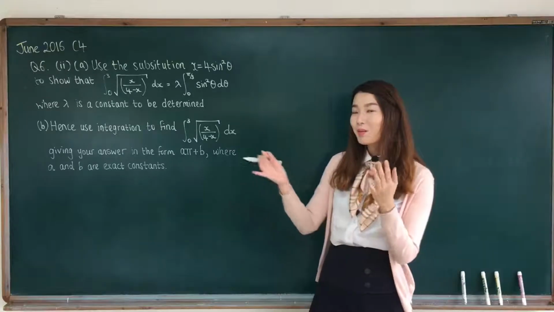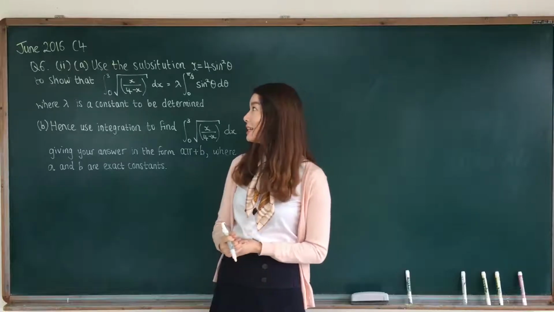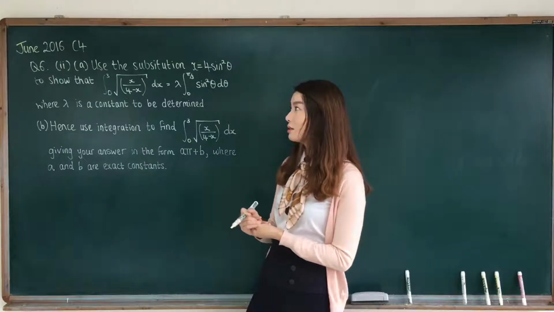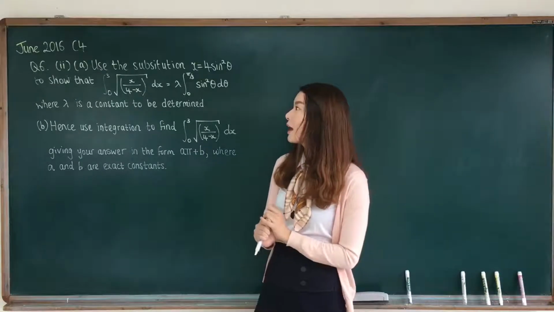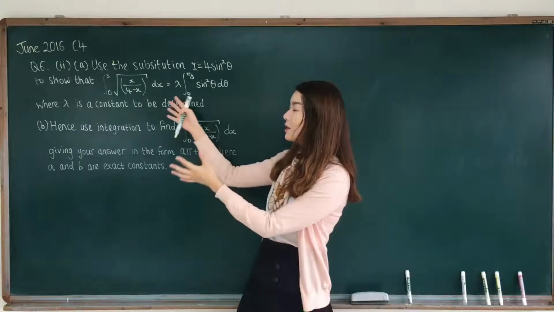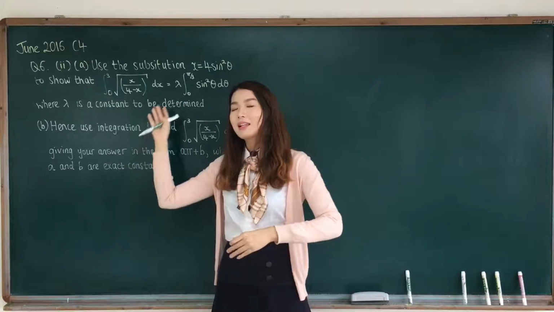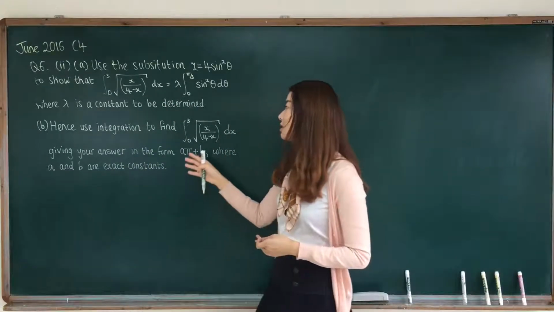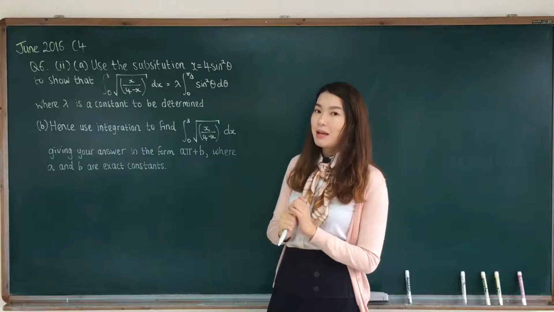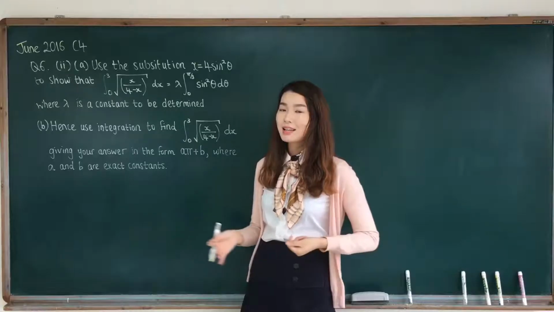Okay, so we're going to have a go at a past paper question from June 2016, C4 paper, question number 6, part 2. And this is a very typical A-level question where they give you a difficult integration to do, but they guide you along, and in the end they make you find the final answer. So we'll do this together.